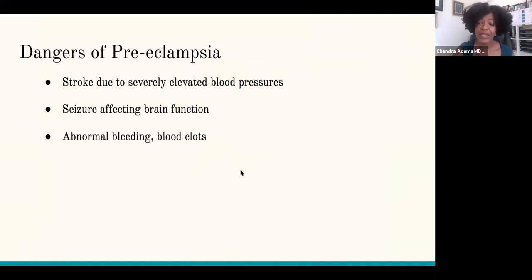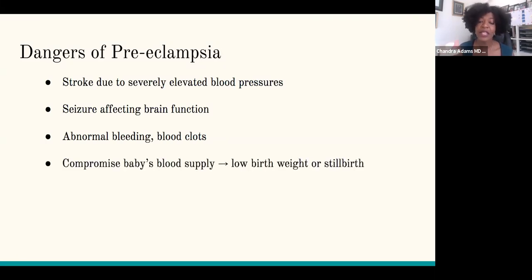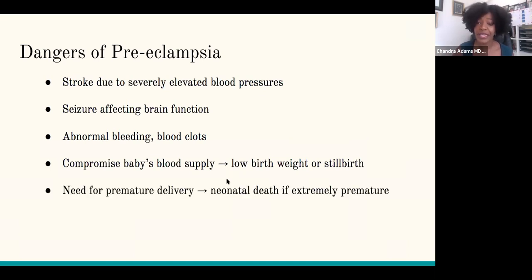Women can get abnormal bleeding and blood clotting. The constricted blood vessels can compromise the supply to the baby, which leads to a low birth weight baby in the best case, or a stillbirth in our worst case. And if these things are picked up, there's a need for premature delivery, possibly to save mom's life, possibly to save baby's life. And if the baby is extremely premature, then that's an increased risk for neonatal death. And then there's also the risk due to the earlier factors, the stroke and seizures and bleeding, for maternal death.